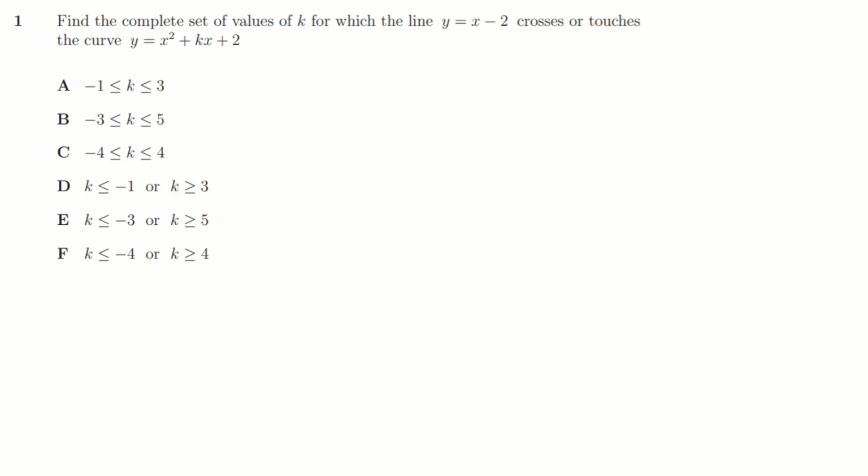This is TMUA 2020, paper number 2. Let's do this thing. Question number 1. Find the complete set of values for which this crosses or touches that.